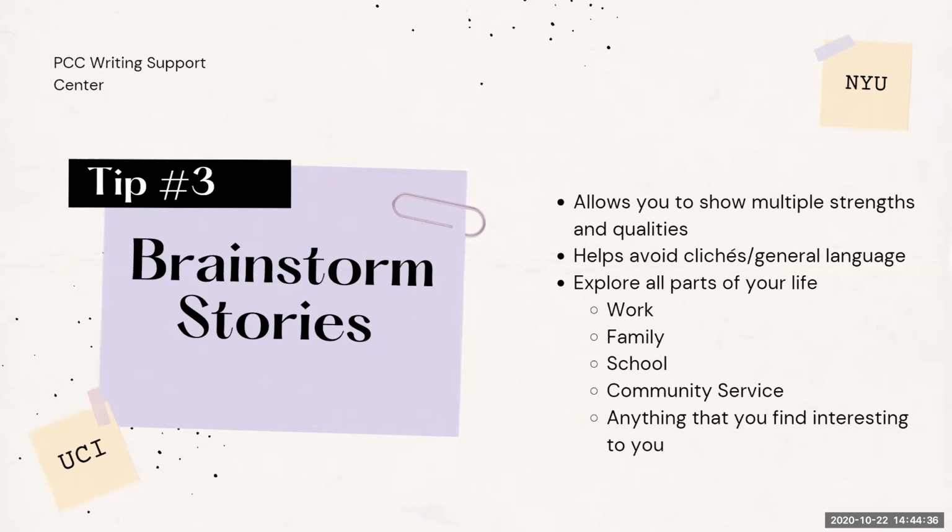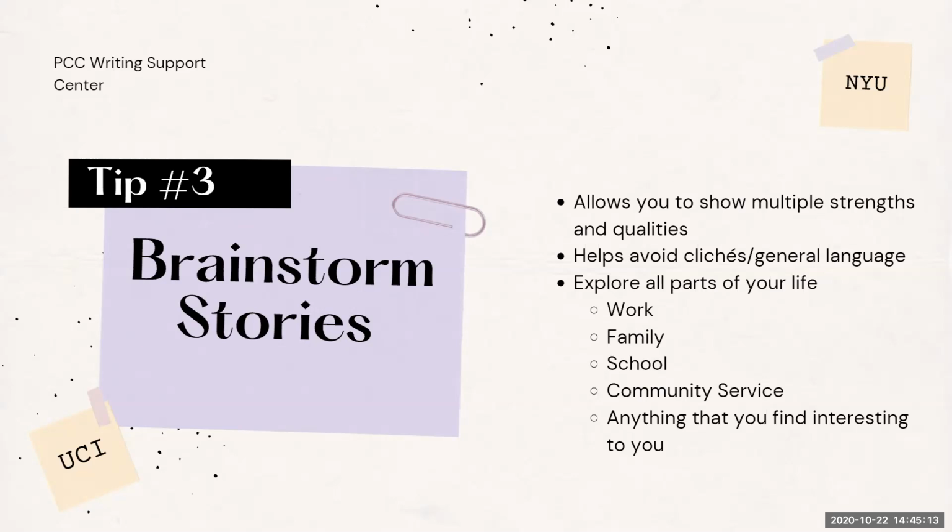So, tip number three, brainstorm stories. In the previous tip, we talked about wanting to make sure that you are choosing a prompt that can allow you to tell a story or a narrative. And the reason for this is because when you're writing a story or giving them a narrative, you're actually able to show multiple strengths and qualities. It helps you avoid cliches or general language. Because you're telling a story about yourself, you're more likely to be more specific.